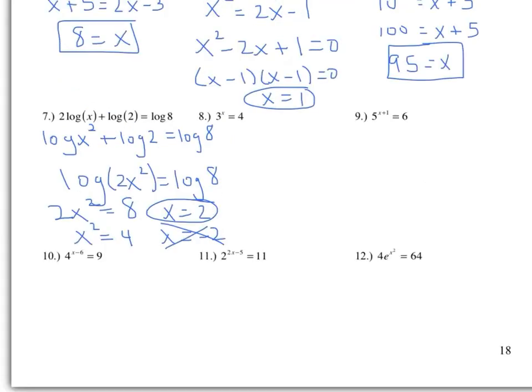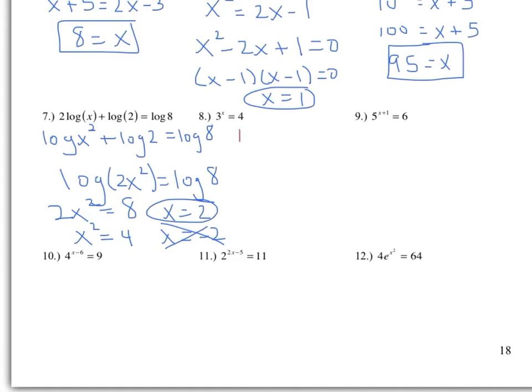For number 8, 3 to the x equals 4. This one we have no properties of logs, so we're going to have to use the change of base formula, which we just learned in the last lesson. So the first thing I notice is that 3 to some power is not going to give me 4. I cannot rewrite 4 as a base of 3. So I can't say 3 to some power and get 4 unless it's going to be a decimal and you're going to estimate. So what we do is we take this exponential and we're going to rewrite it as a logarithm.